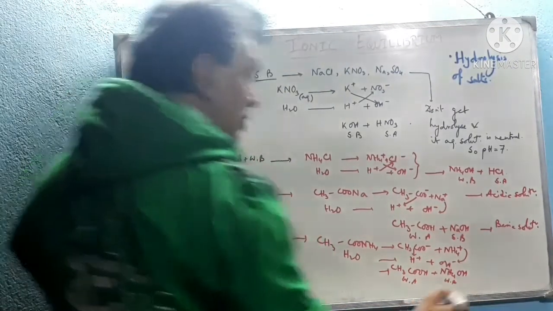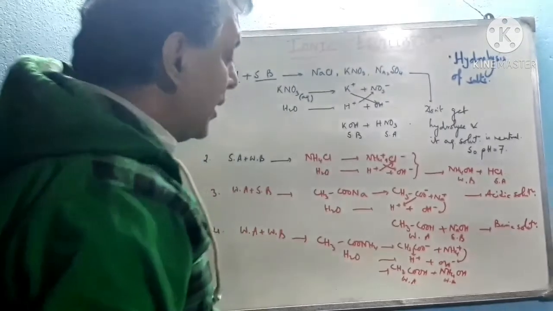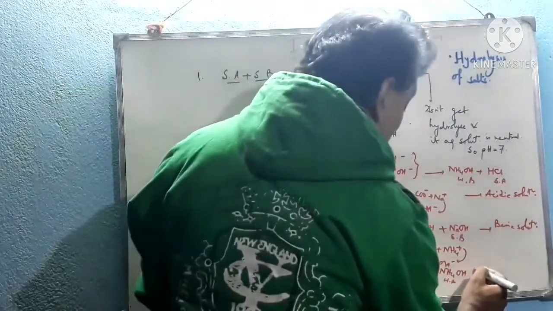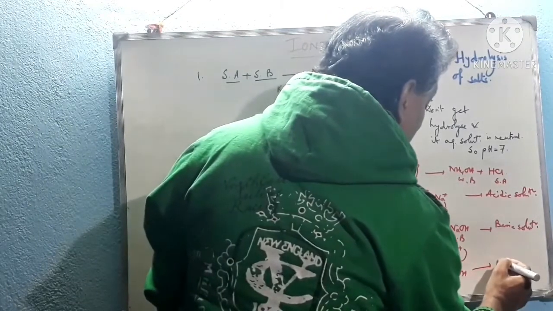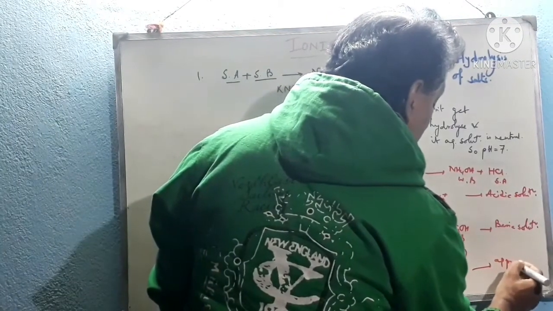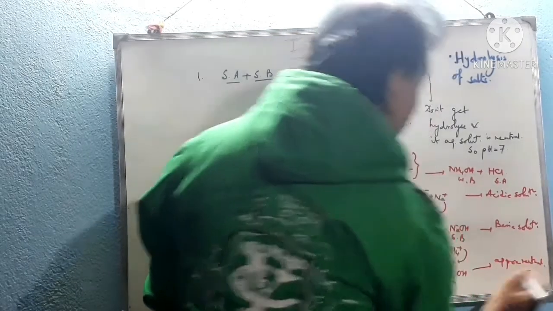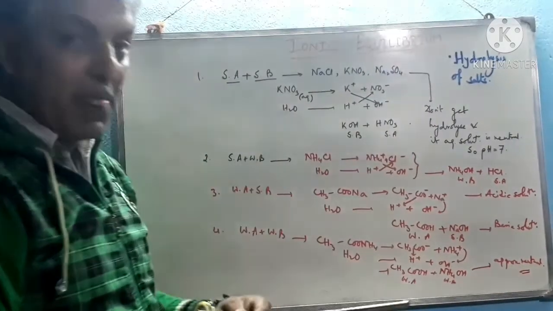So approximately neutral, because both are weak, so neither H plus nor OH minus remains in excess inside the solution. So this solution is approximately neutral. So these are the different salts which get hydrolyzed in their aqueous solution.